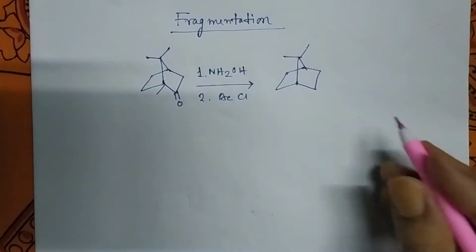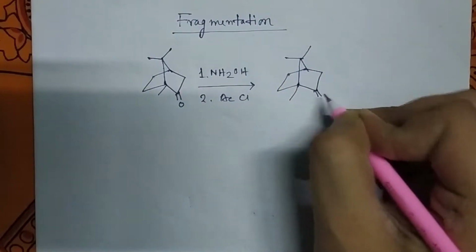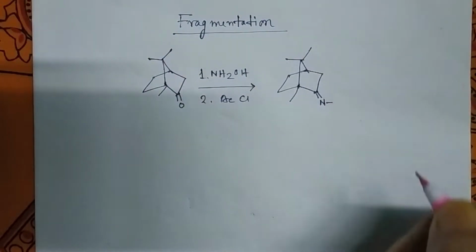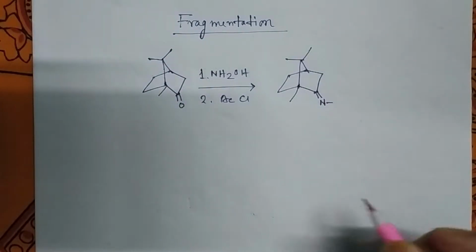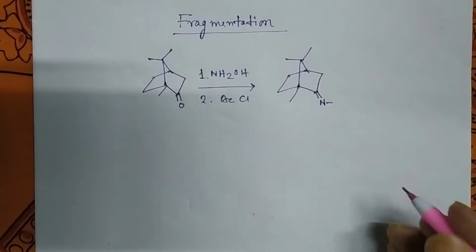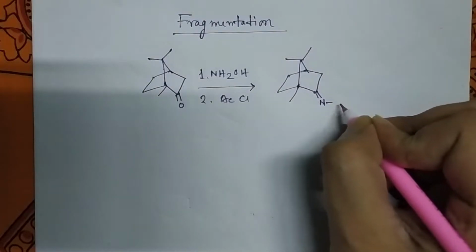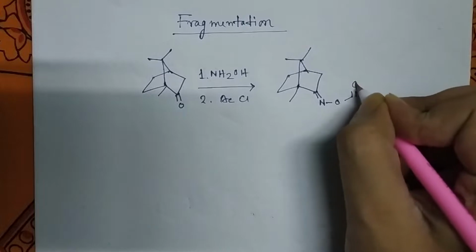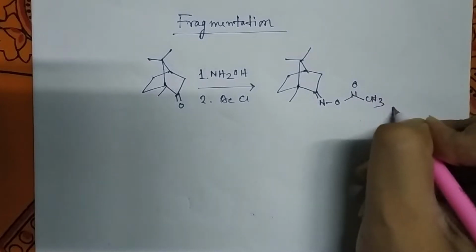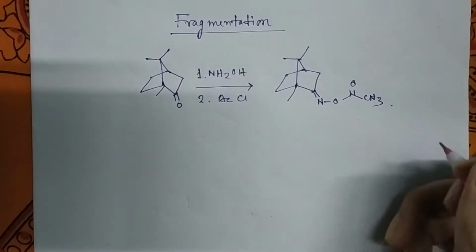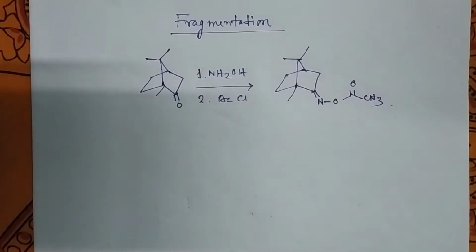So at first Schiff-base product will be formed, which is the N-oxide, and after that N-oxide formation the acetyl chloride just acetylates the N-oxide, which will form an N-acetate. Now as this acetate is a good leaving group, a bond cleavage occurs leading to forming a C double bond N, which is a Beckmann fragmentation reaction.